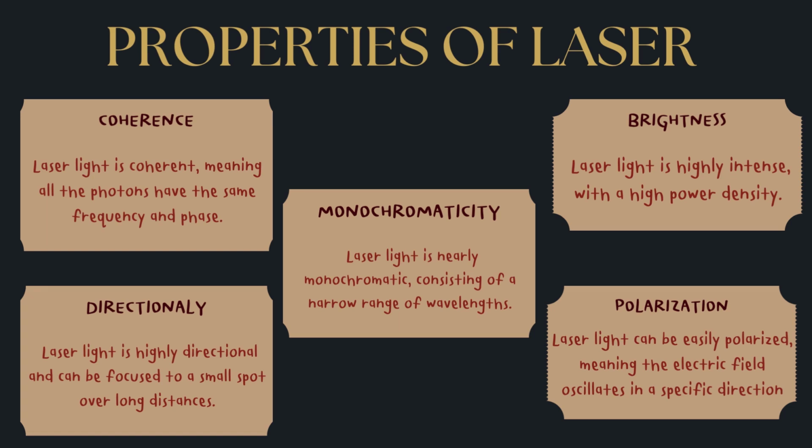Next is brightness. Laser light is highly intense with a high power density. This high brightness makes laser useful for applications requiring high energy density, such as laser machining and material processing. Last, polarization. Laser light can be easily polarized, meaning the electric field oscillates in a specific direction. This property makes it useful in applications such as optical communication and scientific research.